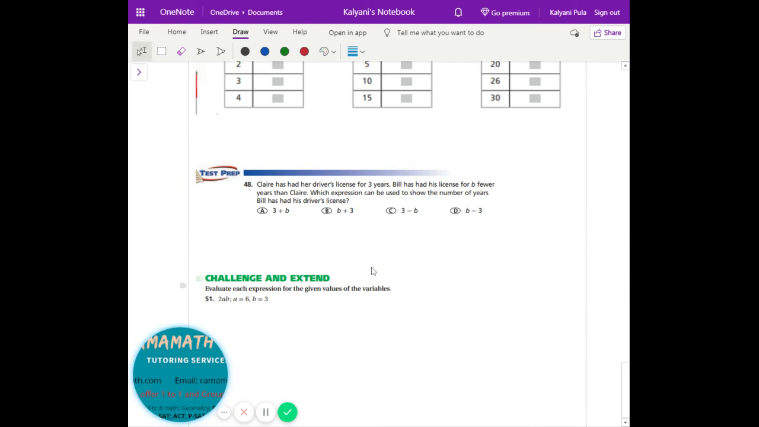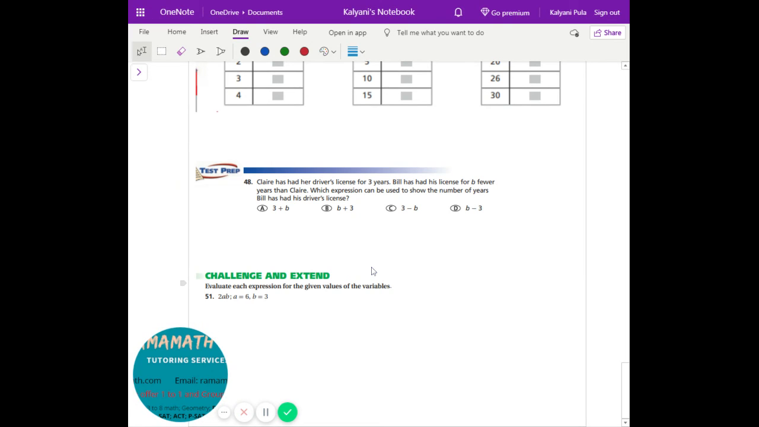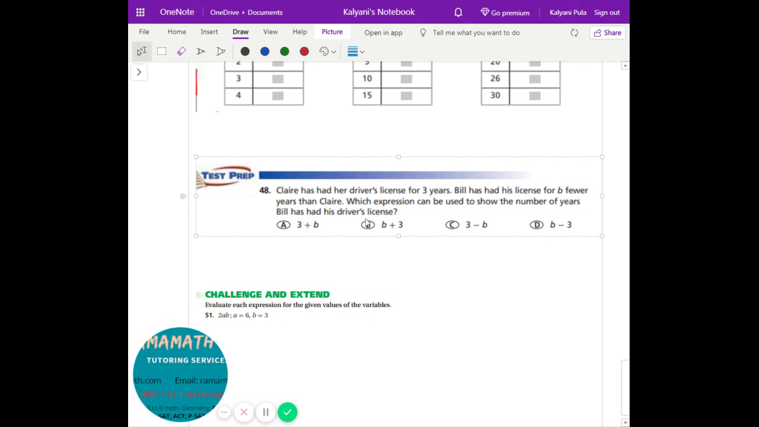So let's go ahead and read the test preparation question. Go ahead and read it. Claire had her driver's license for 3 years. Bill had his license for B fewer years. Okay. So which expression can be used to show the number of years Bill has had his driver's license? Right. So which expression do you think is going to represent that?